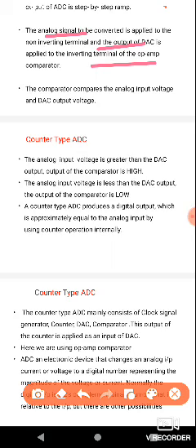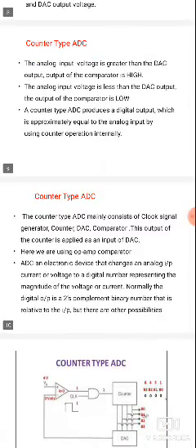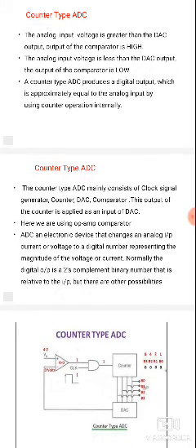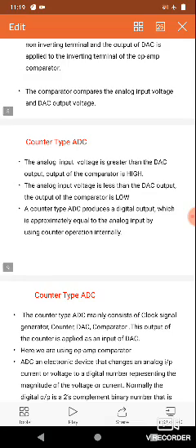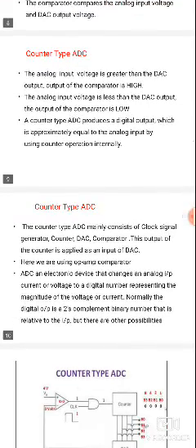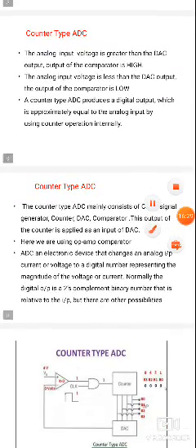So here the comparator compares the analog input signal and the output of the DAC. Next, the analog input voltage is greater than the DAC output. The digital to analog converter output is connected to the inverting terminal of the op-amp and the non-inverting terminal is connected to the analog input. So if the analog input voltage is greater than the digital to analog converter output, the output of the comparator changes into high position.